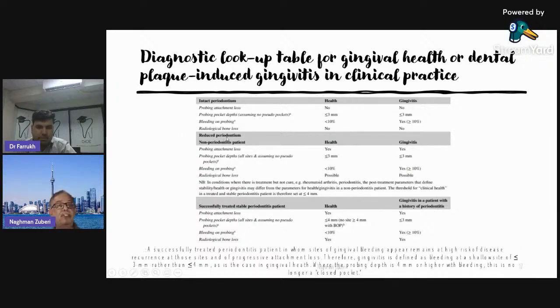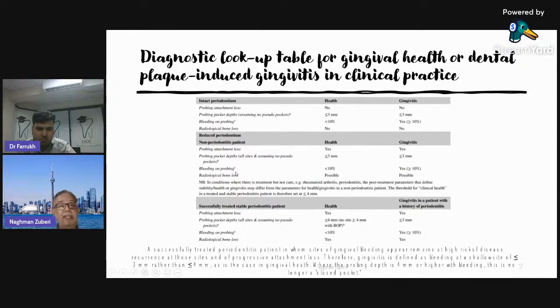In reduced periodontium, in the non-periodontitis patient, meaning they never had periodontitis, the reduced periodontium is because of some other reason. The probing attachment loss will be present because it is reduced periodontium. Yes, it will be. In gingivitis, it will be present, but it is not because of the present condition. The patient already had reduced periodontium because of some other reason. So probing pocket depth will be less than or up to 3 millimeter in health, and in gingivitis, again, less than or up to 3 millimeter.